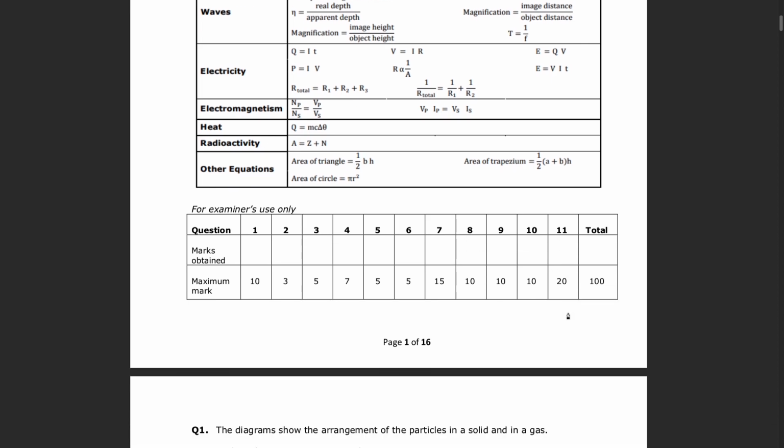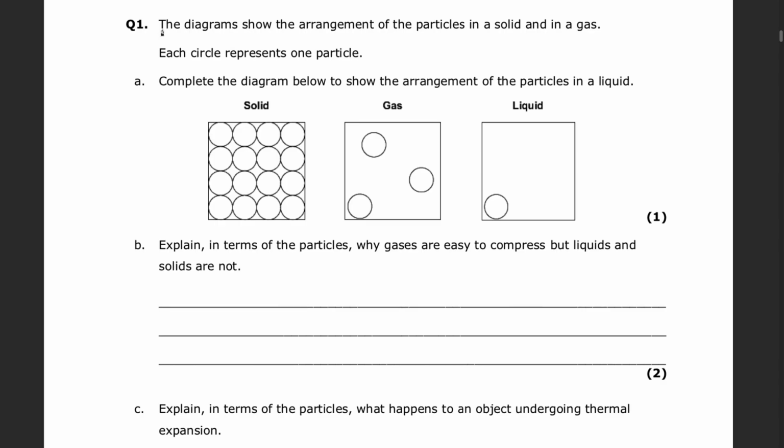Okay, let's start from question 1 on page 2. Question 1. The diagrams show the arrangement of the particles in a solid and in a gas. Each circle represents one particle. Complete the diagram below to show the arrangement of particles in a liquid. Okay, so solids are finished, they are tightly packed and in order. Gas is also finished, you only have 3 loose particles.